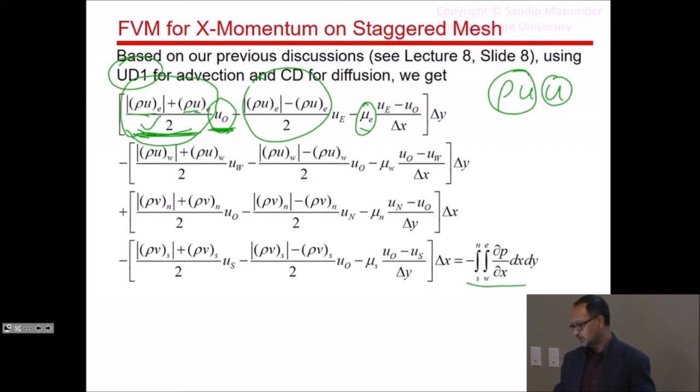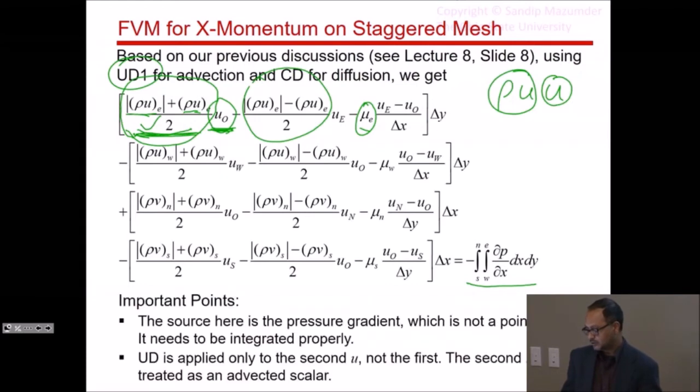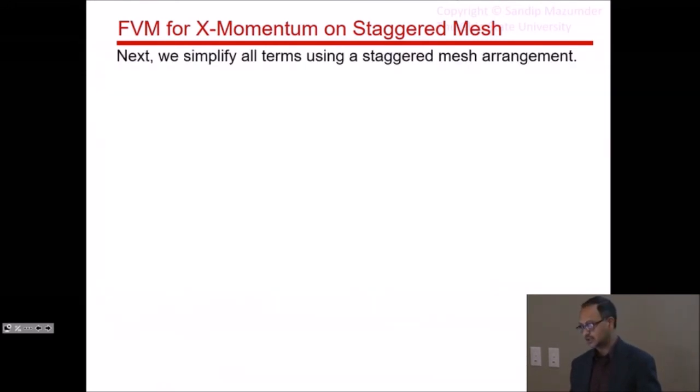And then on the right-hand side, you now have your pressure source. Like I was saying, this is basically the integration over the volume for a Cartesian mesh. So the source is somewhat special in this case. This is not a volumetric source. As you can see, there is a gradient. So we want to evaluate it more accurately rather than saying this is just dp/dx at naught times delta x times delta y, because it's an exact differential, so we can do a better job of integrating it, rather than making an approximation. And this is something I've already talked about. UD applied only to the second U, not the first. The second U is treated as an advected scalar.